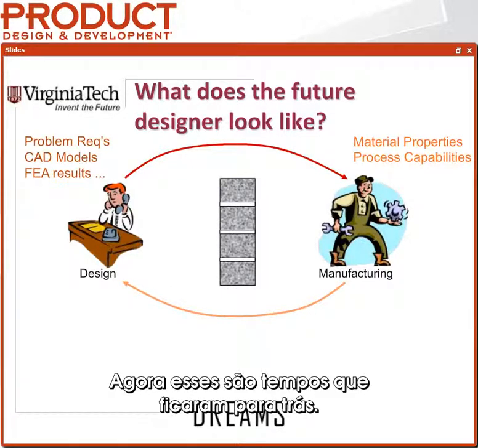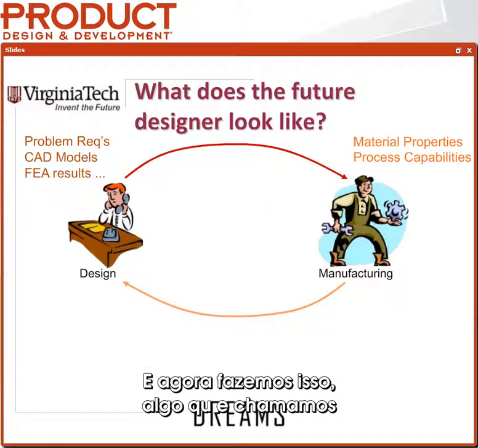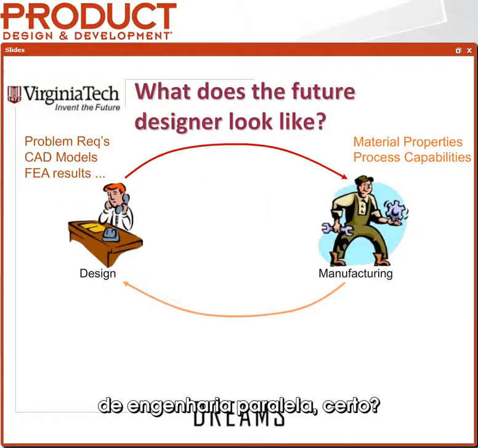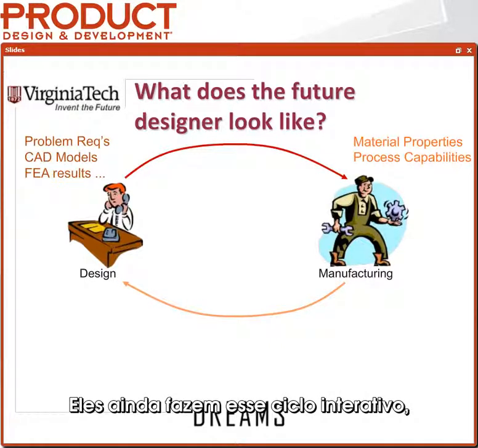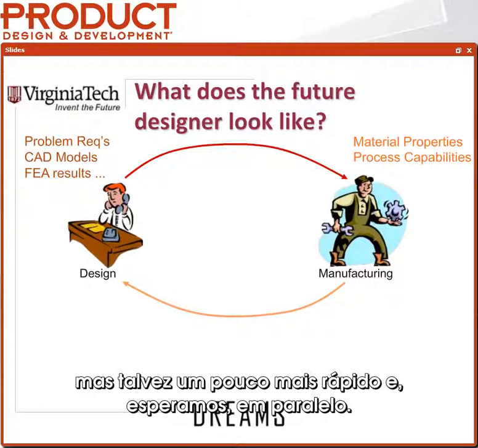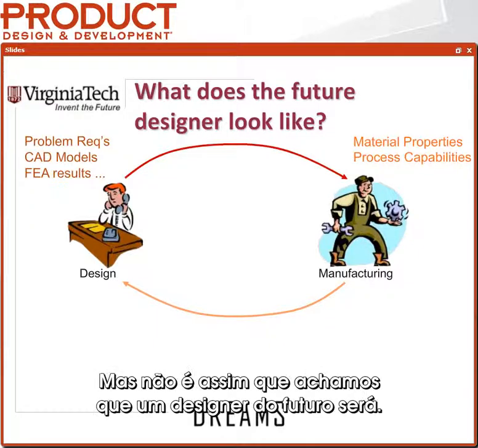Now, these are the old days, admittedly. And so what we call now is concurrent engineering, where we set our designer next door to our manufacturer, and they still do this iterative cycle, but perhaps a bit quicker, and hopefully concurrently. But that's not really what we think the future designer will look like.